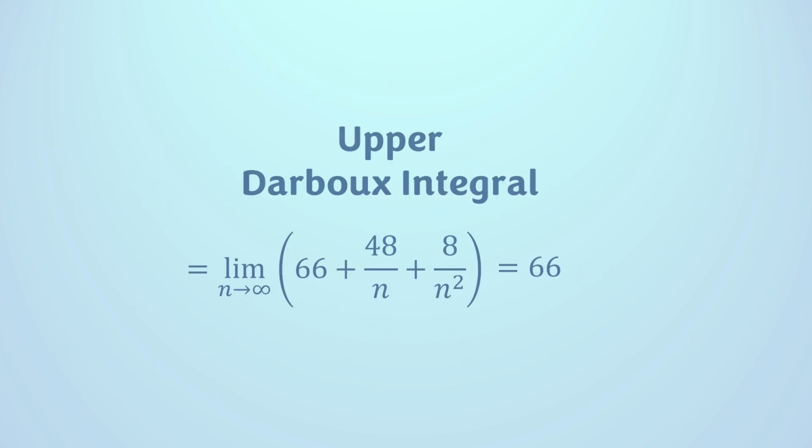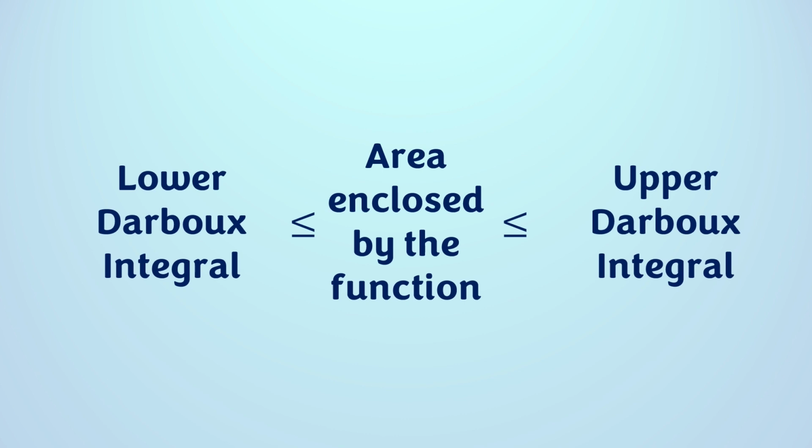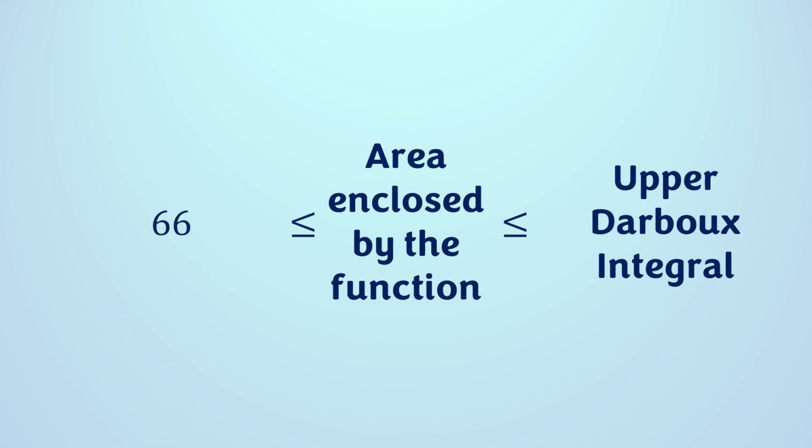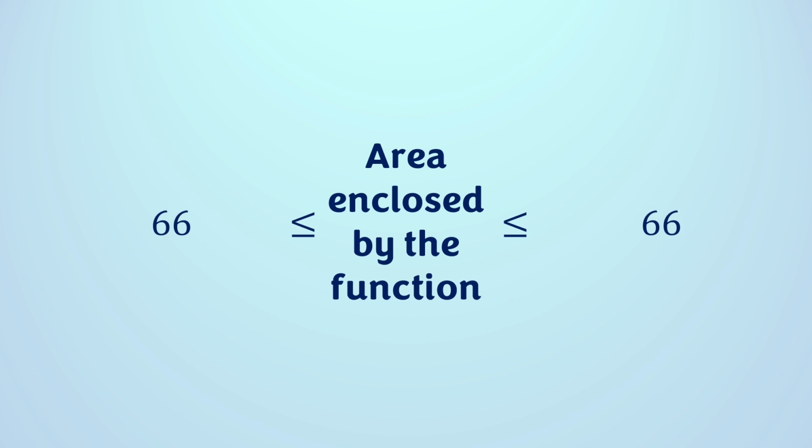To then be able to convert that into the upper Darboux integral, we've just got to do the limit as n tends towards infinity for this upper Darboux sum. And therefore, once again, we've got fractions with n's on the bottom, so those are all going to tend towards 0, meaning we're just left with 66, which, what do you know, is the same as what we got for the lower Darboux integral, which means that the area enclosed by the function must be greater or equal to 66, while also simultaneously being less than or equal to 66, which by squeeze theorem tells us the area is 66.